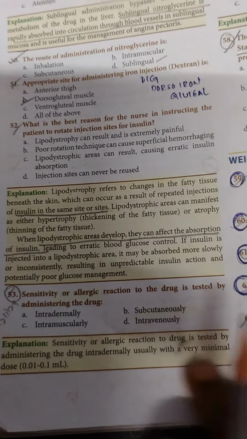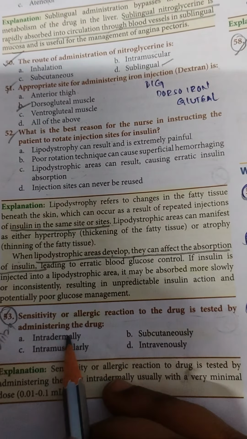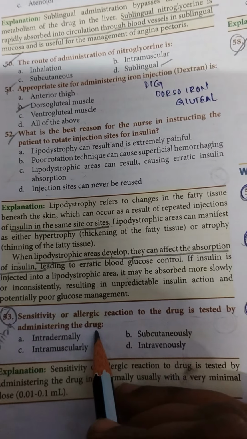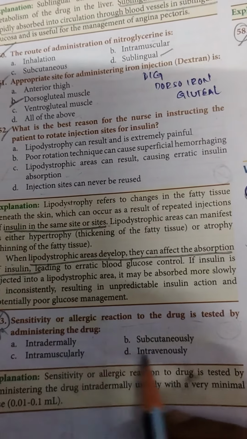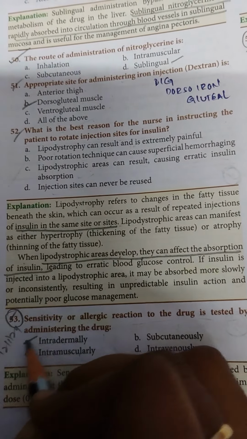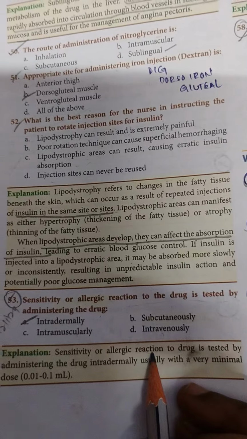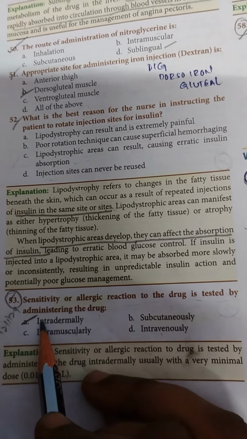Okay, the next question. Sensitivity or allergic reaction to a drug is tested by administering the drug: intradermally, subcutaneously, intramuscularly, intravenously. The answer is intradermally. For checking sensitivity or allergic reaction, we must use the intradermal route.